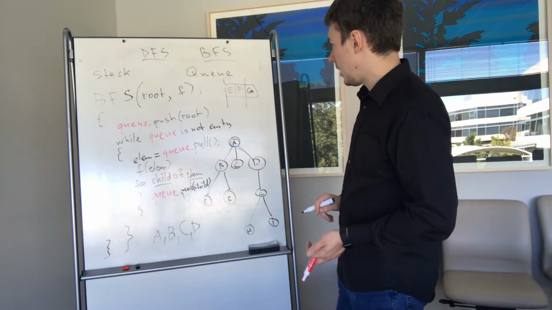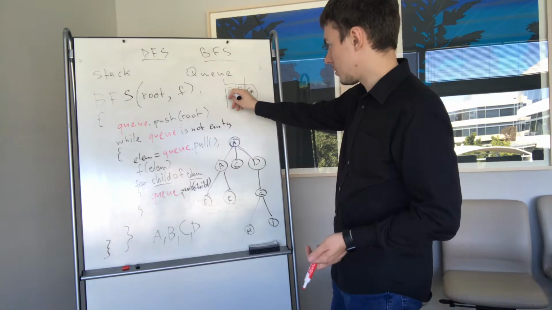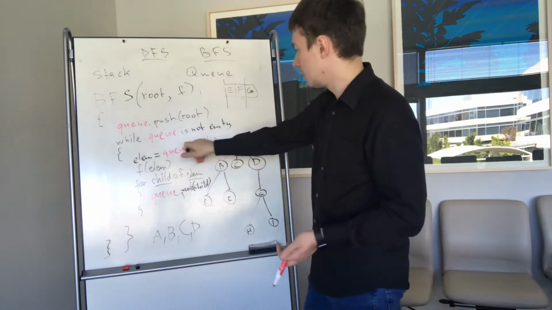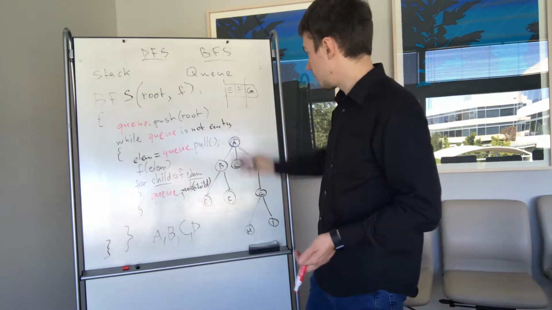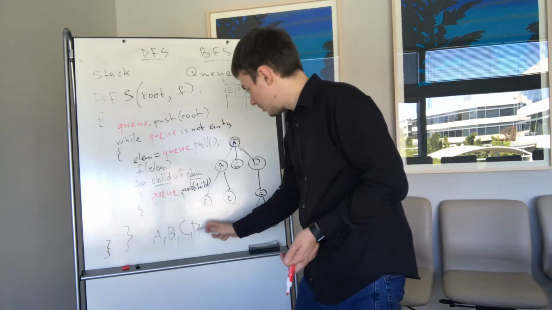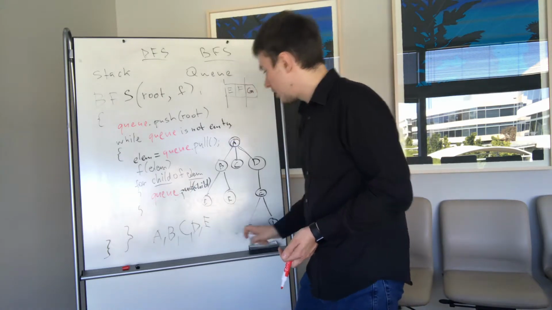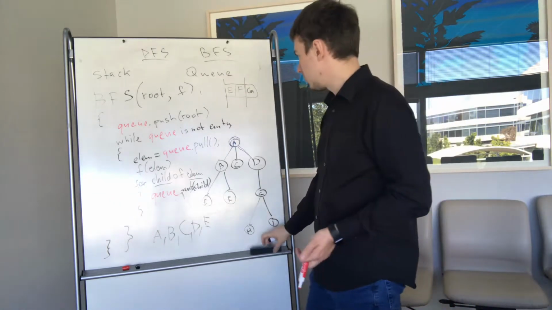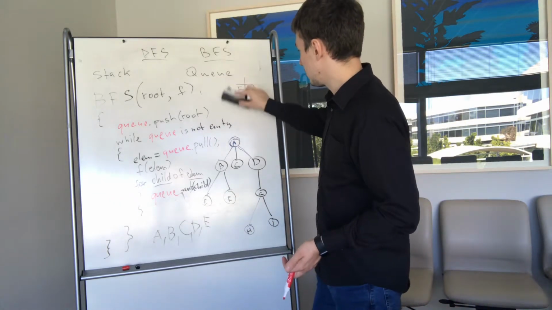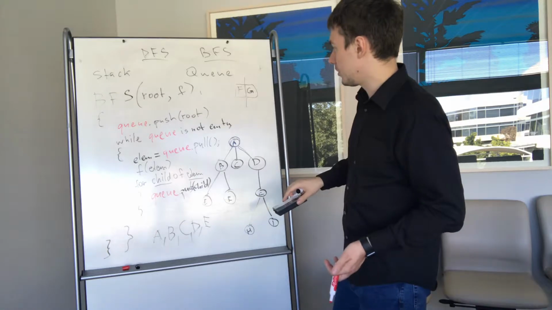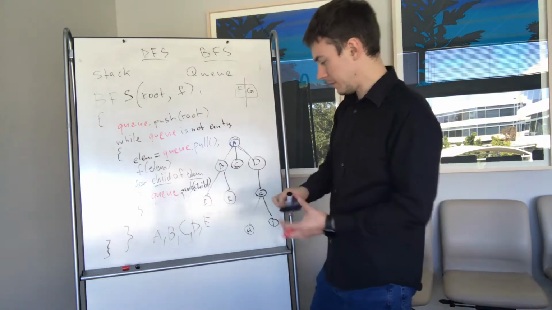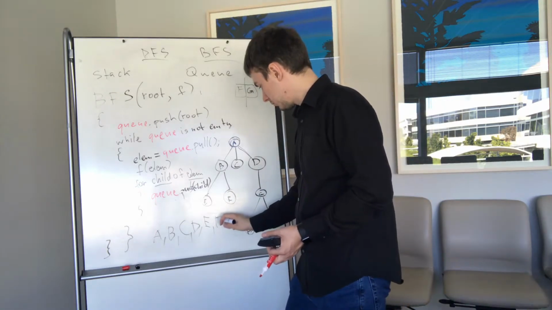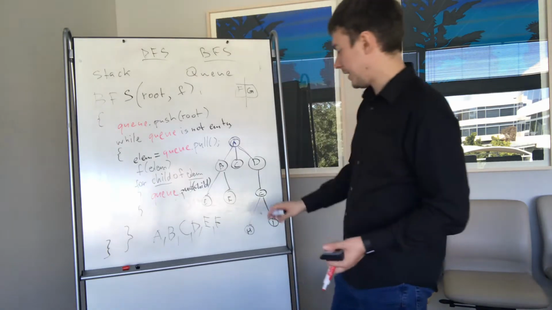Okay, after that we go here, we pull the E element, print it, add all its children to Q, but E has no children. And we're doing the same thing for F, print F. F has no children.